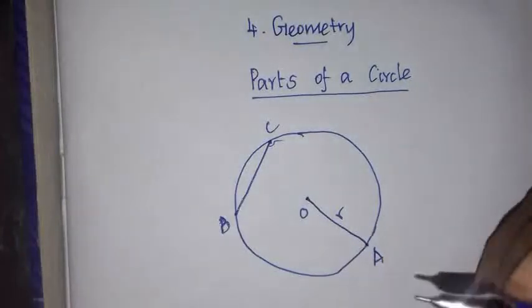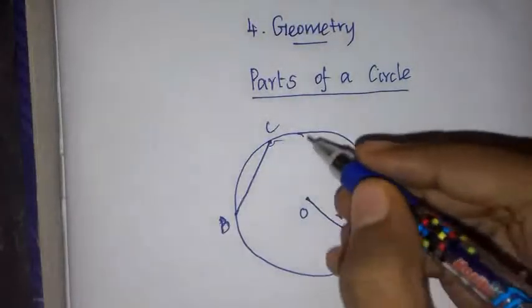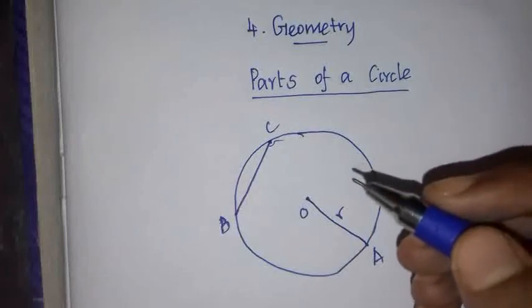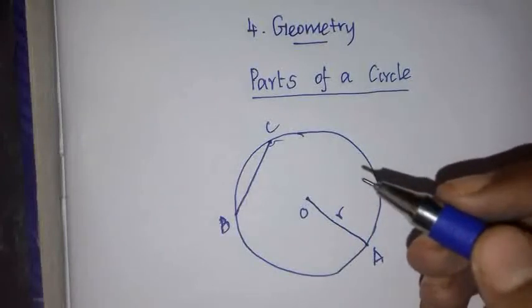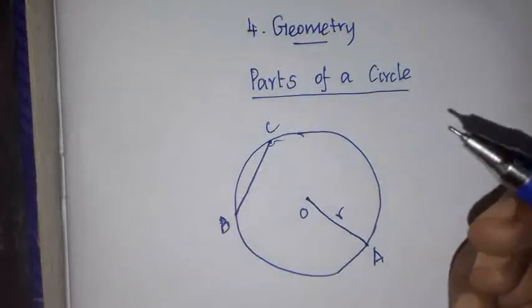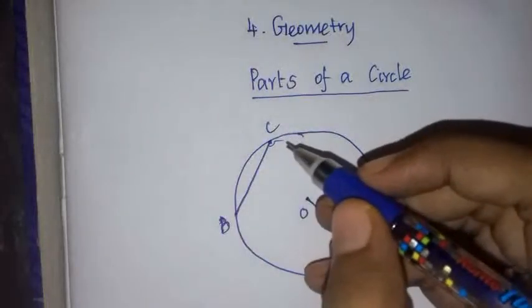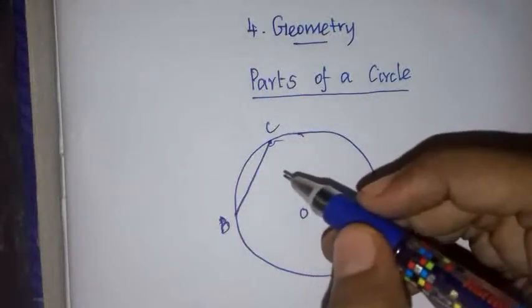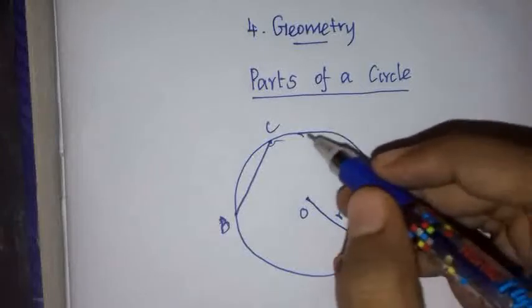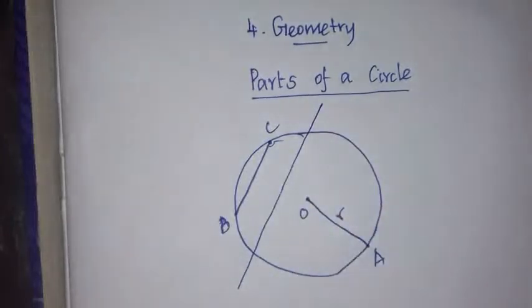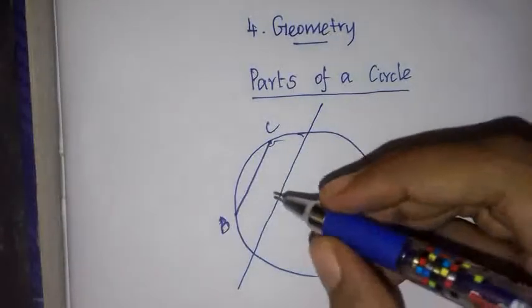Okay. What is a secant? A secant is a line that cuts the circle in 2 points. It is similar to a chord, but a chord is not a line, it is a line segment. That is, it has end points. But a secant goes like this. That is a secant. Okay.